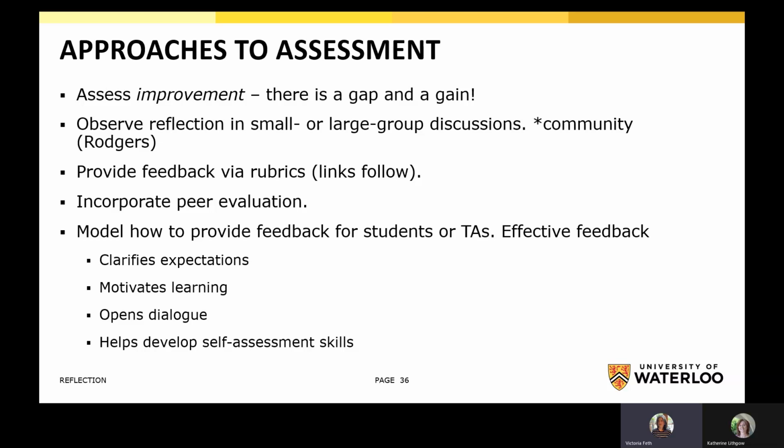And finally, model how to provide feedback for students or TAs. So whether you are doing peer feedback or you have TAs that can help with feedback, remembering some of the principles of what effective feedback looks like: clarifying expectations, motivating learning, opening dialogue, and developing self-assessment skills is really important when it comes to assessing these reflective pieces.